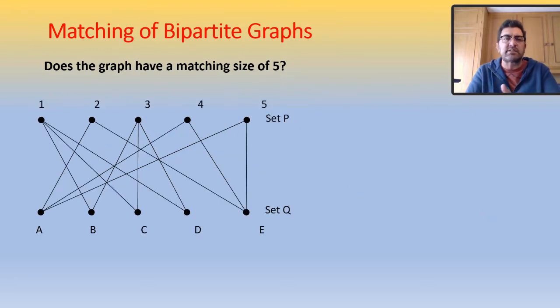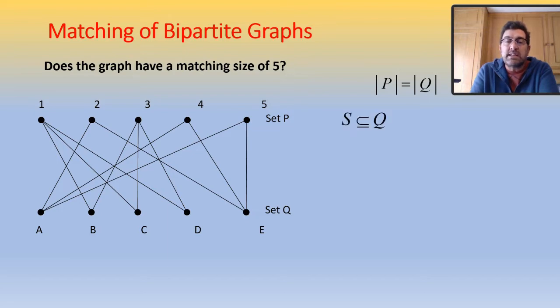We're asking, does this graph have a matching of size 5? Now let's just go through each vertex. Vertex 1, before we go there, you can see in this case the 2 vertex sets have the same number of elements. So we can really pick one of the 2 as set S, and the other set will then be the neighborhood of S. So we're going to start by looking at set P, because the cardinality of P and Q are equal. Set P will be our S values, and set Q will be our neighborhood of S.